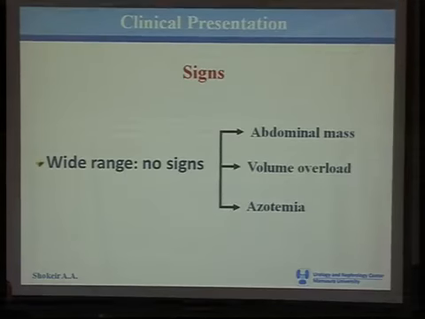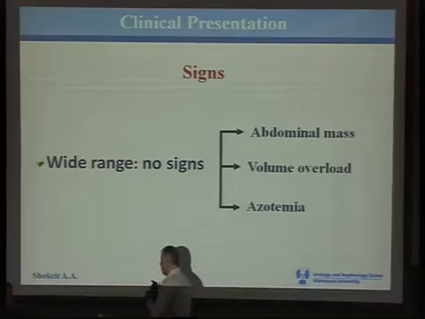Regarding the signs, it has a wide range, from no signs at all at one extreme to the other extreme of having abdominal mass, volume overload, and azotemia.